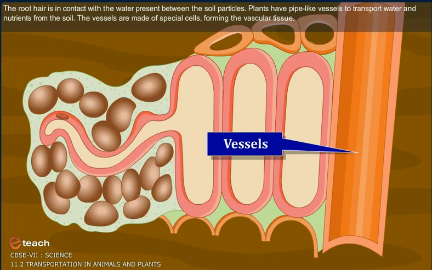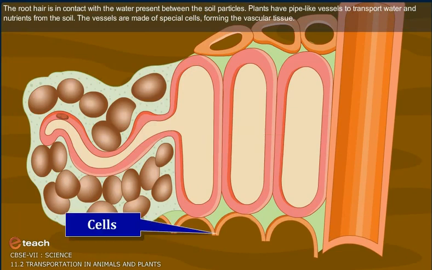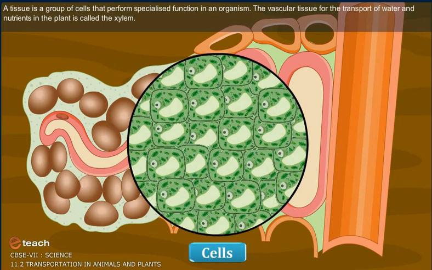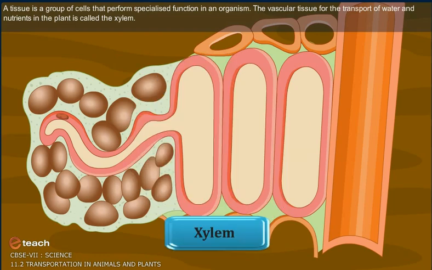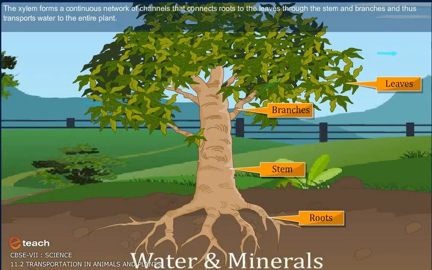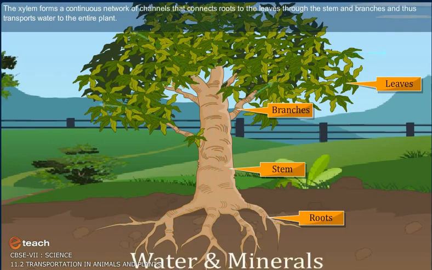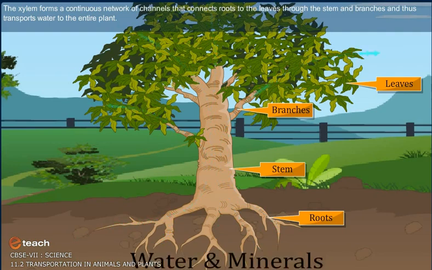Plants have pipe-like vessels to transport water and nutrients from the soil. The vessels are made up of special cells, forming the vascular tissue. A tissue is a group of cells that perform specialized functions in an organism. The vascular tissue for the transport of water and nutrients in the plant is called the xylem. The xylem forms a continuous network of channels that connects roots to the leaves through the stem and branches, and thus transports water to the entire plant.